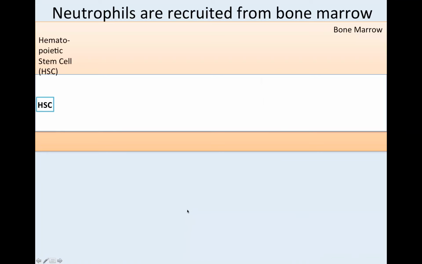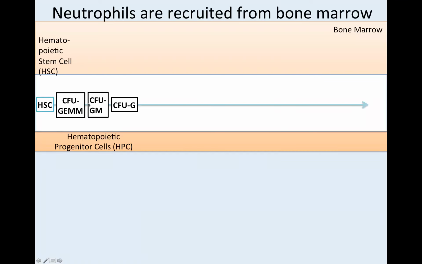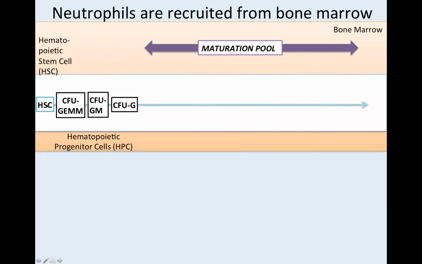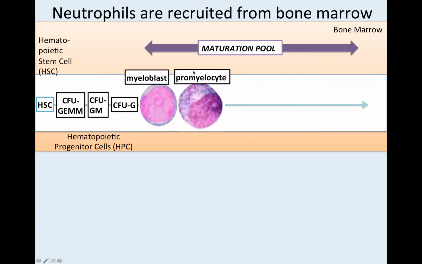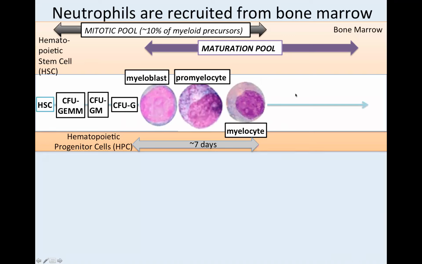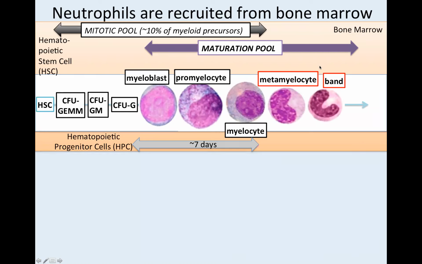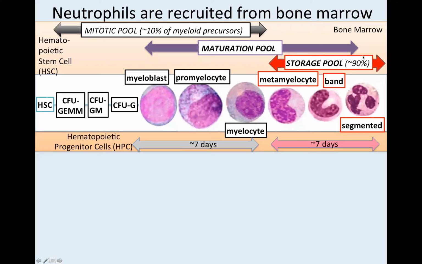So where are they coming from? From the bone marrow. They are generated from hematopoietic stem cells through a long maturation. This will include cells you will learn during the second term. The mitotic pool in the bone marrow makes up approximately 10% of the cells, whereas we have the majority of all our neutrophils in the so-called storage pool. Approximately 90% of all of the neutrophils of our body is in the storage pool at any moment.